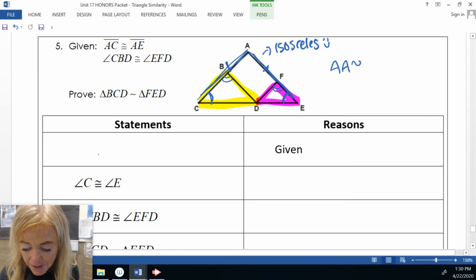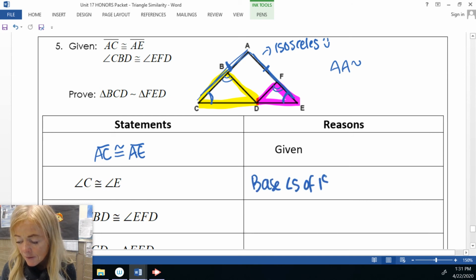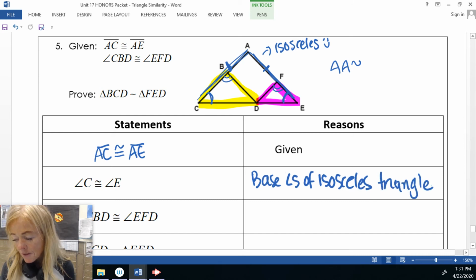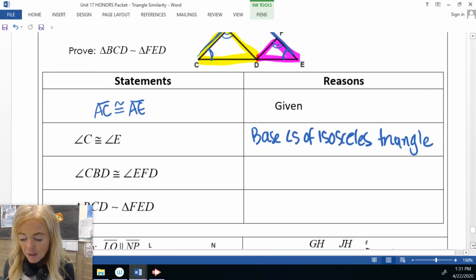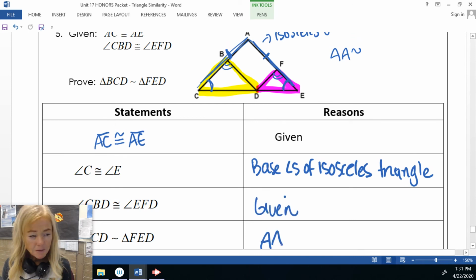So we're first going to state that side AC is congruent to side AE, which is given, and that information gave us the two congruent angles, angle C and angle E. They're congruent because they are base angles of an isosceles triangle. All right, that moved on me, so hopefully you can still read it. Then we also have angle CBD congruent to angle EFD, and that was given. And the triangles are similar by angle-angle similarity.